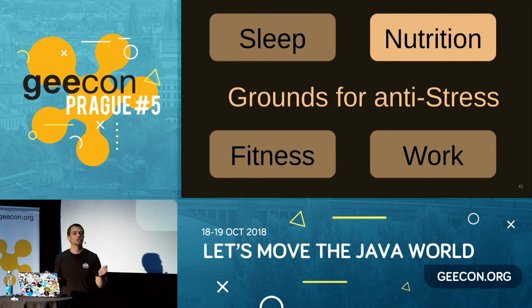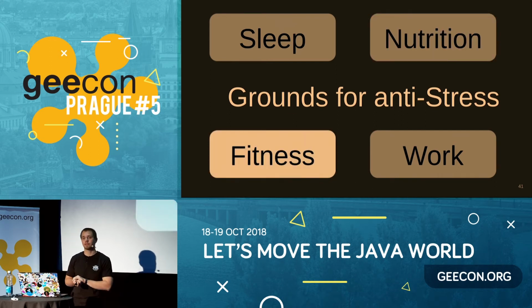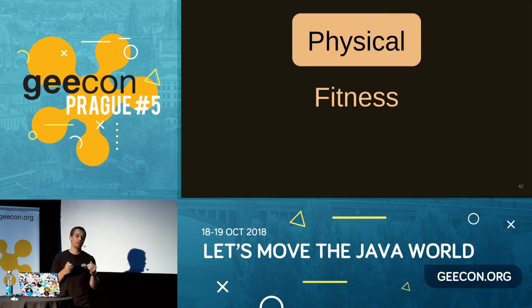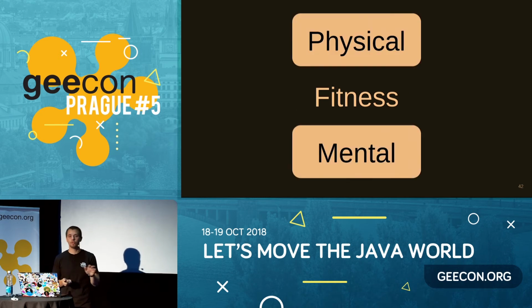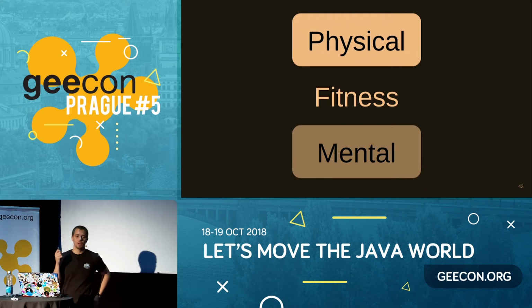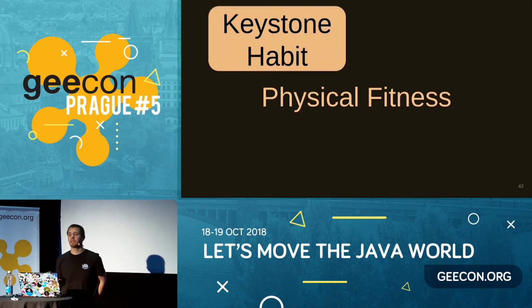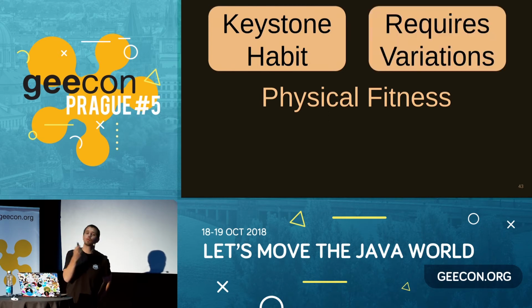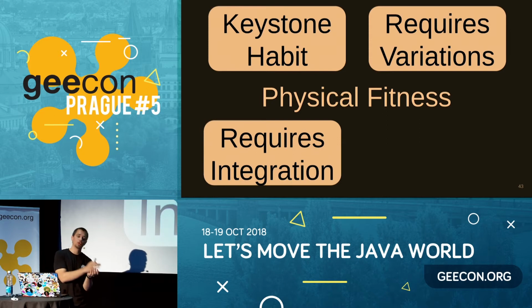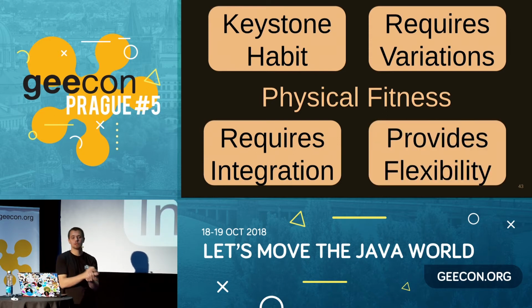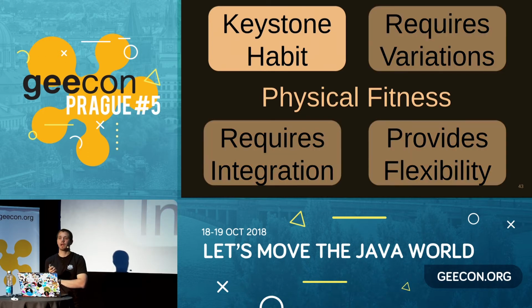So, those were just the 2 points, the nutrition and the sleep. But let's look at fitness. And when I say fitness, again, I mean physical and mental. Both are as important. When I talk about physical fitness, I have to discuss, again, the fact that it's a Keystone Habit. You have to make it vary from time to time. You need to integrate it into your daily routines, but it also provides you incredible flexibility in your daily life and in how you tackle stress in the first place.